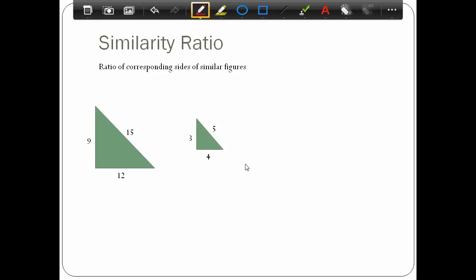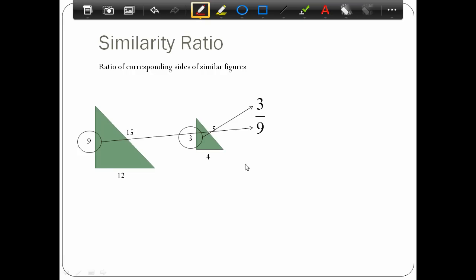So here's our same little triangles from the previous slide. I got 9, 12, 15 on one, and 3, 4, 5 on the other. I'm going to pick two sides. I'll happen to pick the 9 and the 3. And if I were to put them into a fraction, I would get 3 over 9. And that's my similarity ratio.